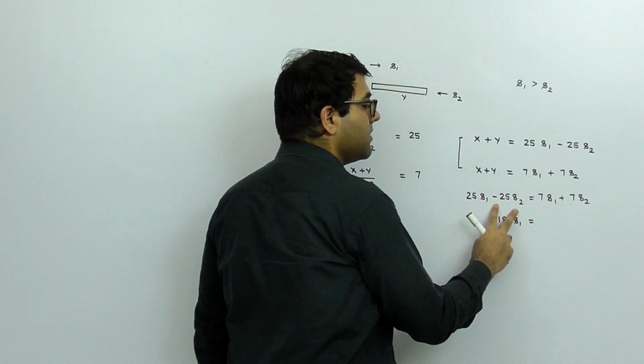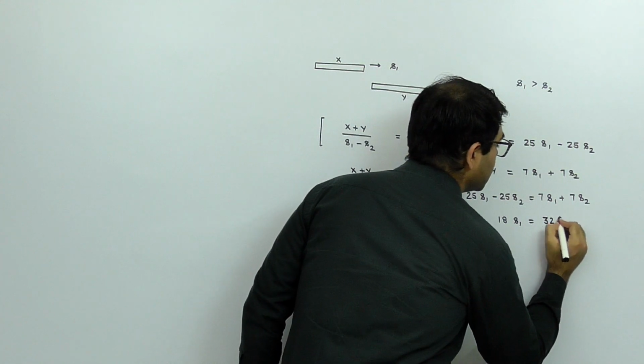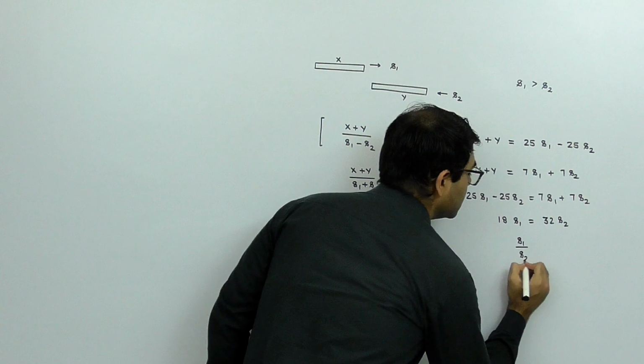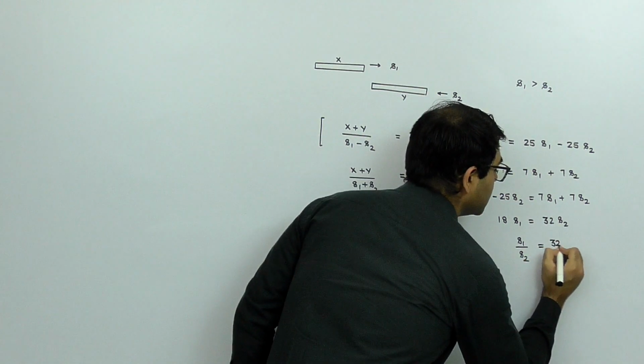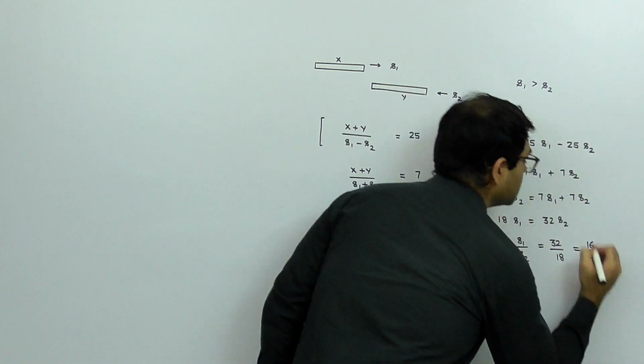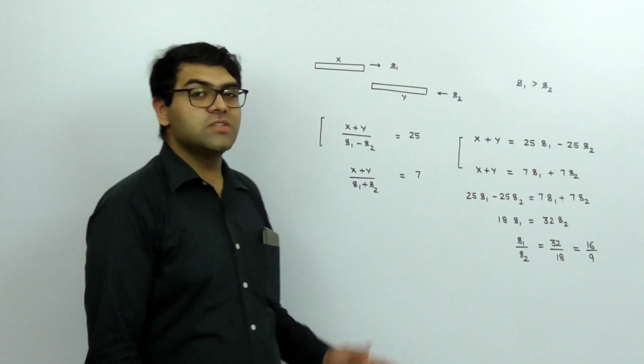So यहाँ पे minus 25 s2 है, उधर जाकर ये add हो जाएगा. So what we are going to get here is 32 s2. From here, can I say that the ratio of speeds s1 and s2 is nothing but 32 is to 18 or perhaps 16 is to 9? Hopefully, we are able to follow this example.